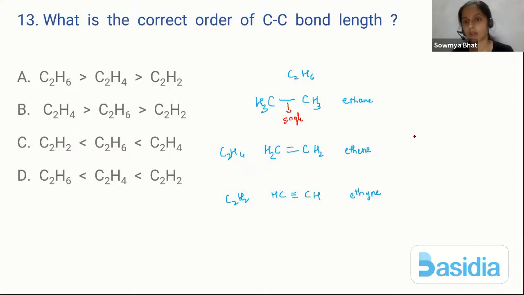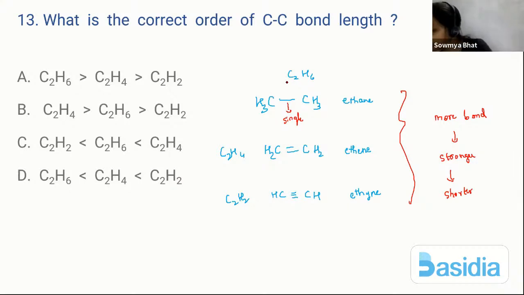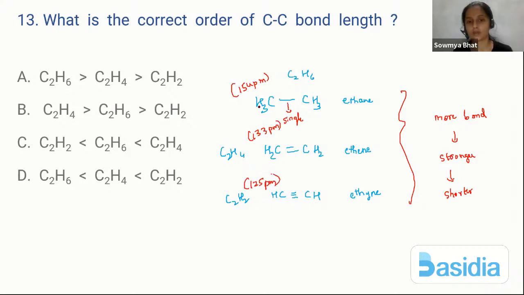So the thing you have to apply here is, the more the bonds, the stronger the bond. When people are very close to each other, their bond is very strong, right? So the stronger the bond, the shorter the bond length. If you see the bond lengths, this comes out to be 154 picometer, this comes out to be 133 picometer, and this is something around 125 picometer. If you don't know this in the exam, it's fine, but you should know what makes the bond shorter.